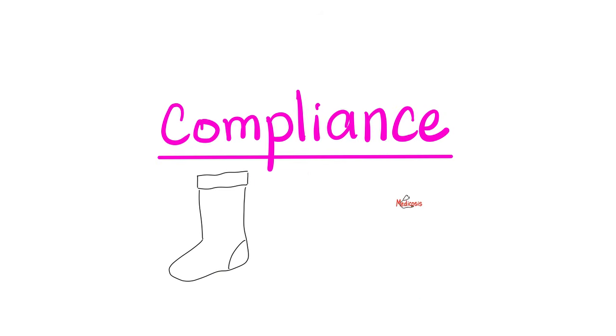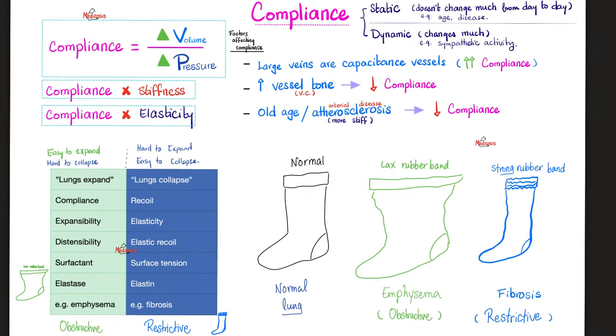Next, let's talk about compliance. Compliance is the same as, or almost the same as, expansibility or distensibility, the ability to expand, i.e., increase your volume given a certain pressure. Large veins can expand, expansibility, compliance, distensibility, big time. Therefore, their compliance is high relative to arteries. When I constrict my vessel, you're constricting, you're pushing in, it gets harder to expand. So compliance goes down.